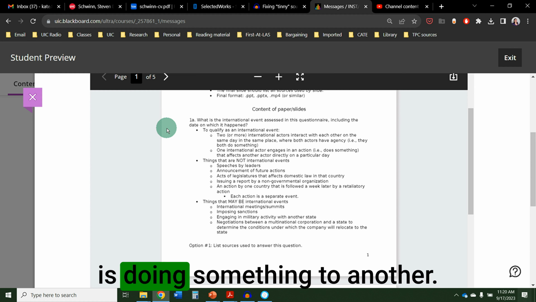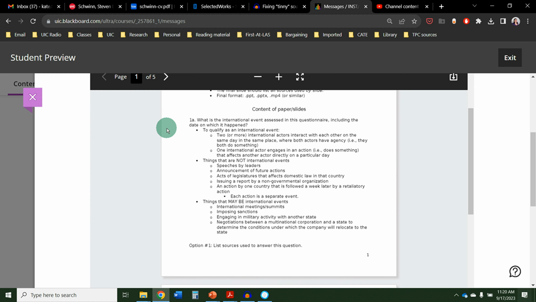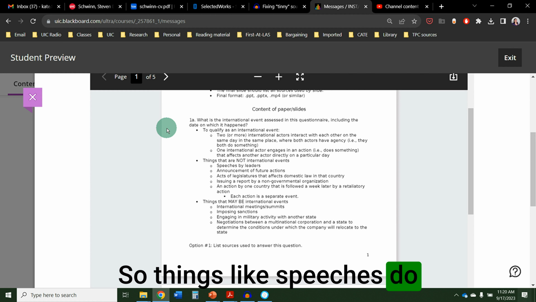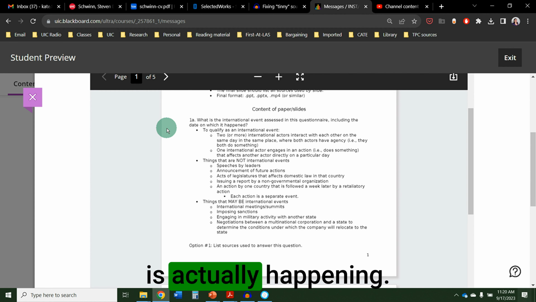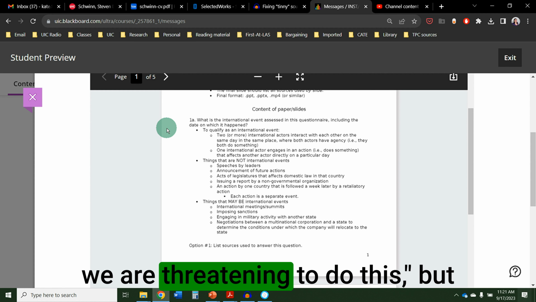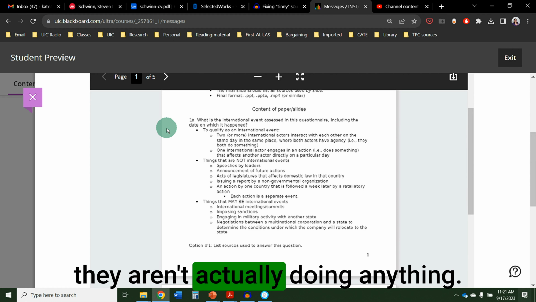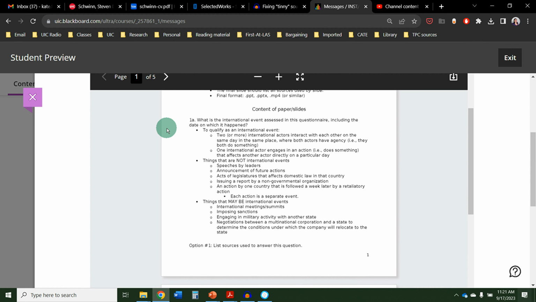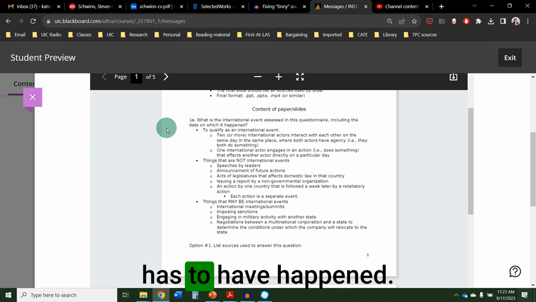Or one is doing something to another. So things like speeches do not count because nothing is actually happening. It could be we intend to do this or we are threatening to do this, but they aren't actually doing anything. So something actually has to have happened.